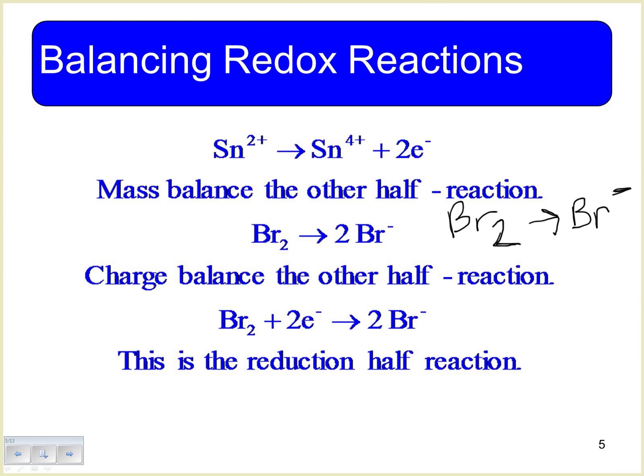Bromine has to gain. It gained on the reactant side. So: gain electrons, reduction, reactant. Think of it that way. It's on the reactant side, electrons on the reactant side. It has to gain these electrons in order to form the product. So we have a reduction and an oxidation reaction.